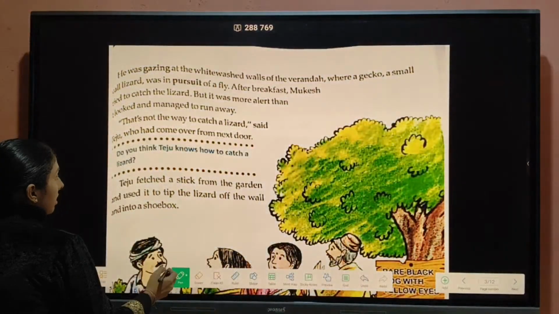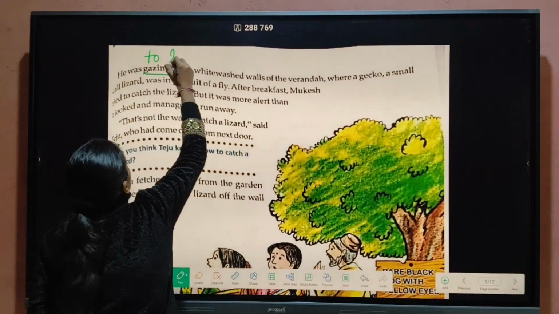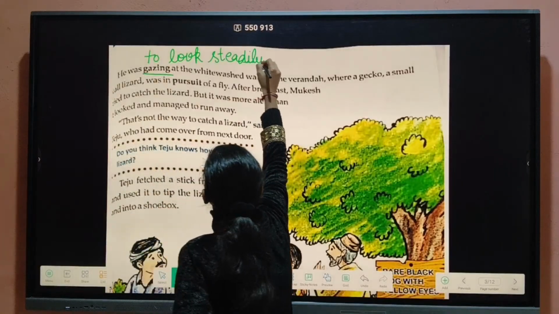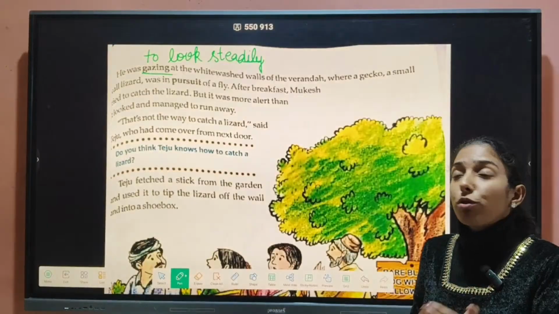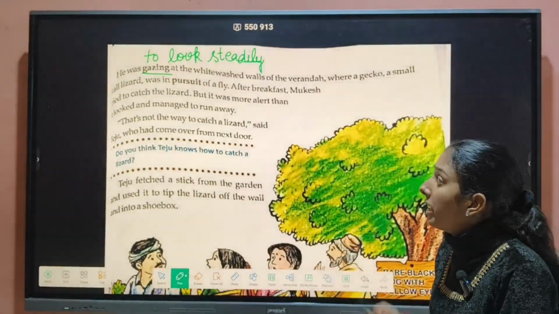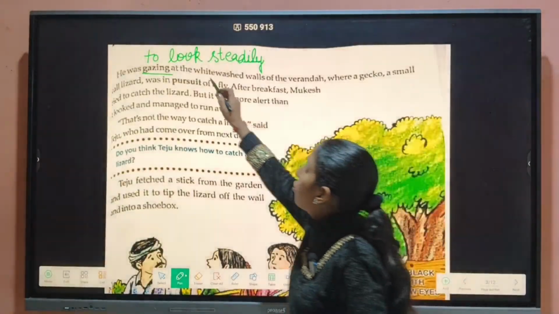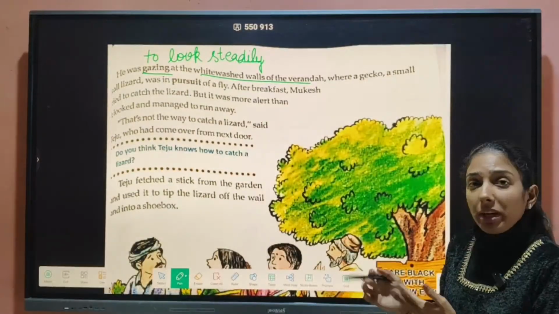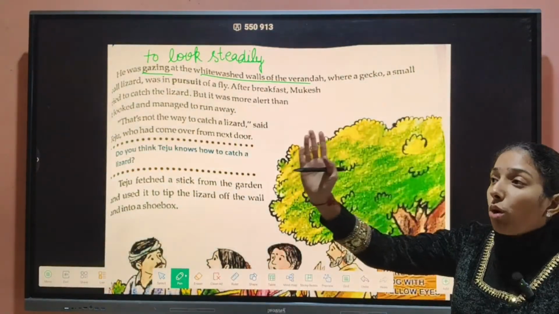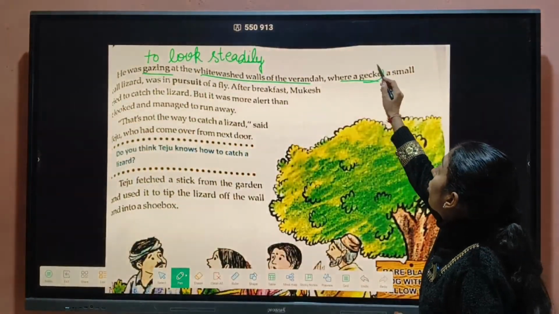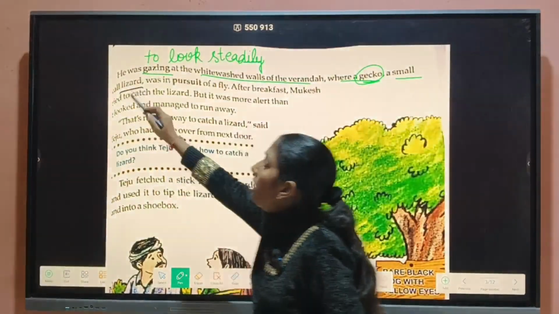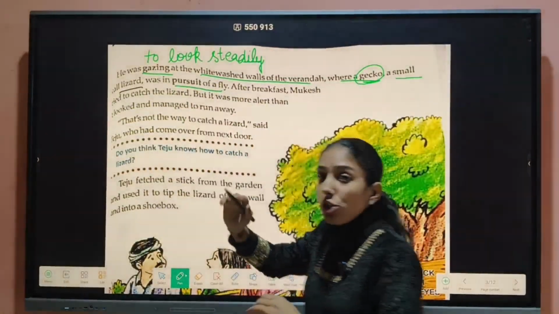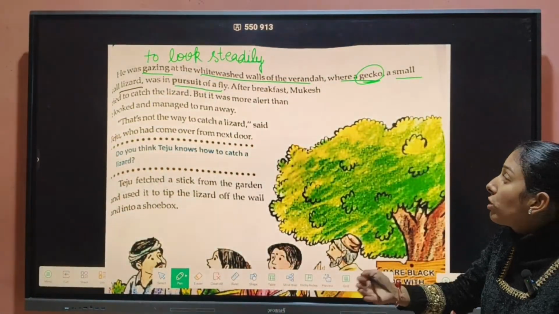He was gazing. Gazing means to look steadily. When you look steadily towards something for a longer time, that look is called gazing. He was gazing at the whitewashed walls of the veranda. They were sitting in the veranda having their breakfast, and he was looking at the wall continuously, where a gecko, a small wall lizard, was in pursuit of a fly.